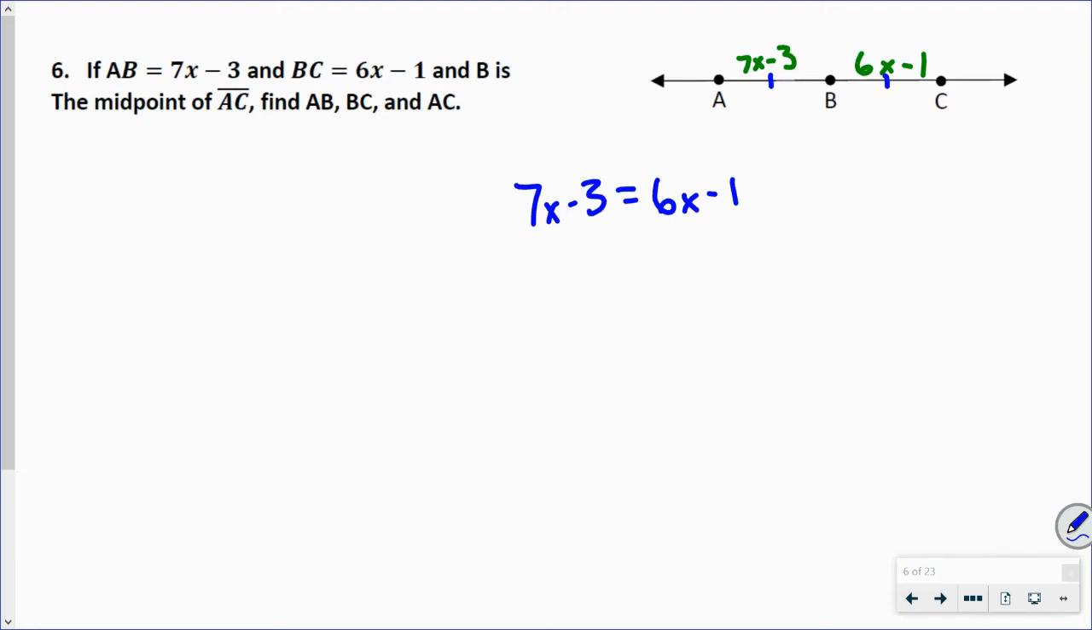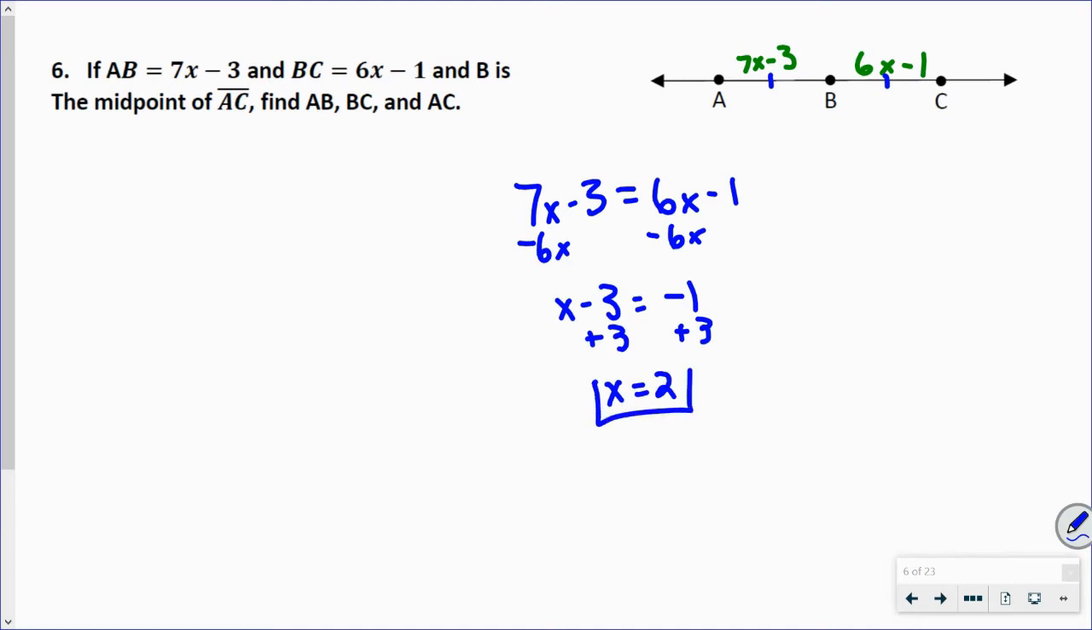Find AB, BC, and AC. So we're finding the measures of each one. So I've got to find x. So we're going to subtract 6x. So you get x minus 3 equals minus 1. Add 3. And you get x equals 2.